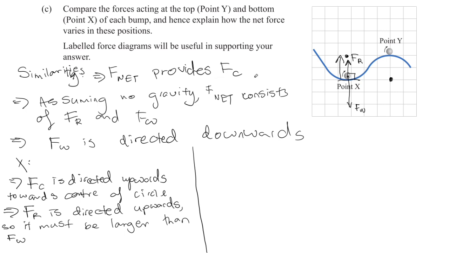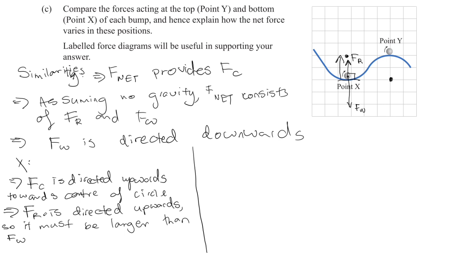Because we know from before that the centripetal force is basically the net force, because the net force provides the centripetal force. So at point X, because the net force is directed upwards, that means that the force directed upwards must be larger than the force directed downward. That's why the reaction force is greater than the weight force.